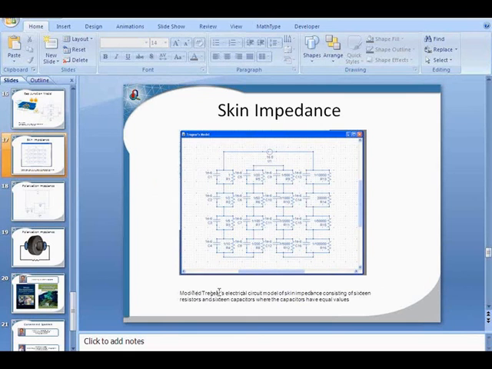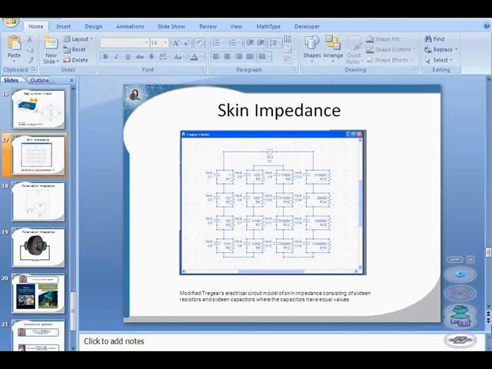The skin impedance model is modified from Tregear's model, modeling the skin impedance and consisting of a network of RC parallel combinations, and we can simulate this in the same way as we did the previous examples.